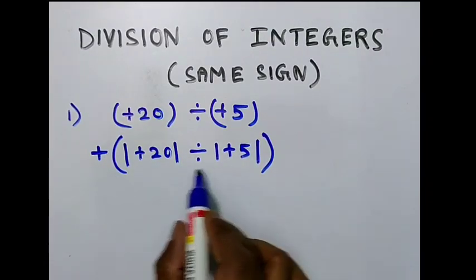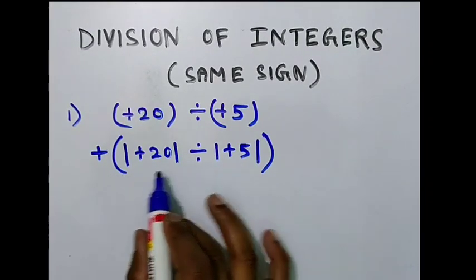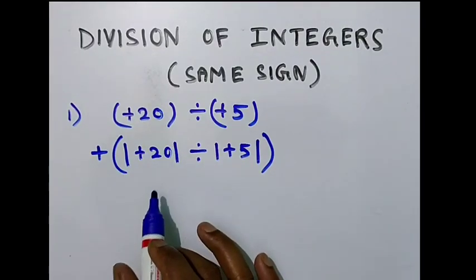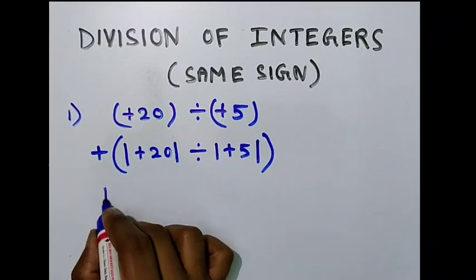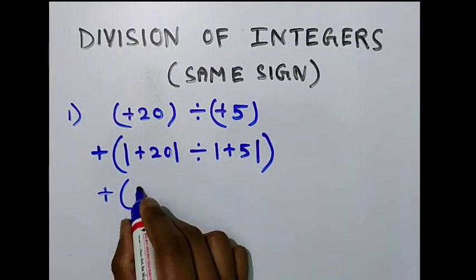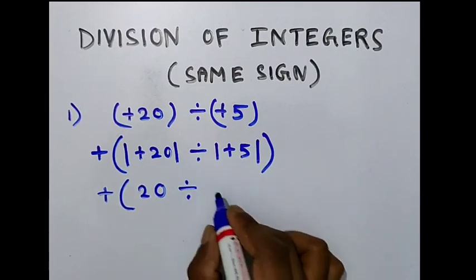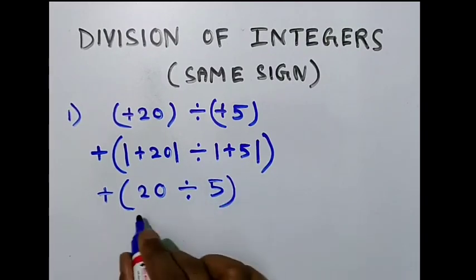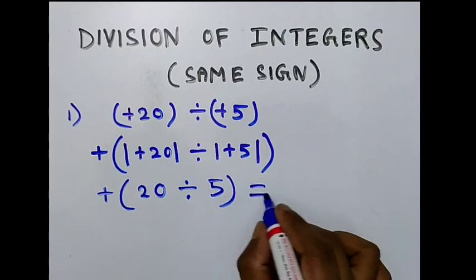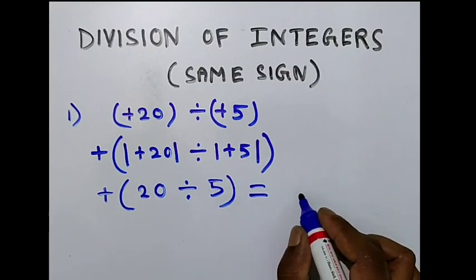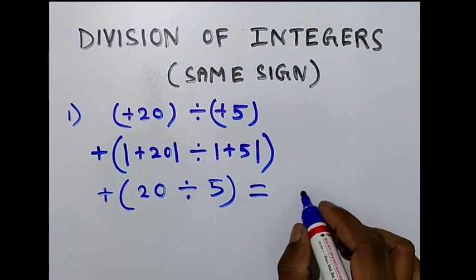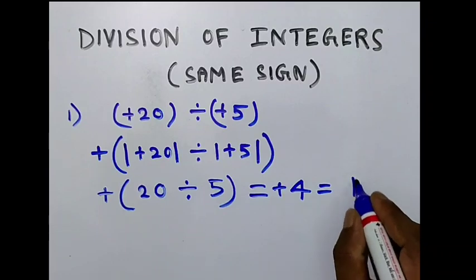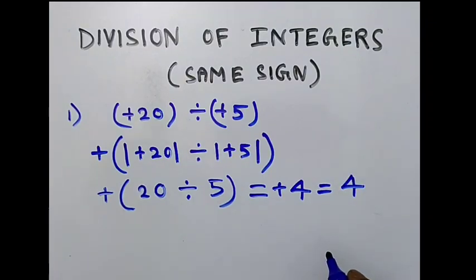Like I told you previously that we can exclude this step. We can directly place the absolute value of the integers. So here we can say the absolute value of positive 20 is 20 divided by absolute value of positive 5, that is 5. So 20 divided by 5 gives us 5 goes 4 times 20. So 4 will be positive 4. It will be equal to 4 simply.